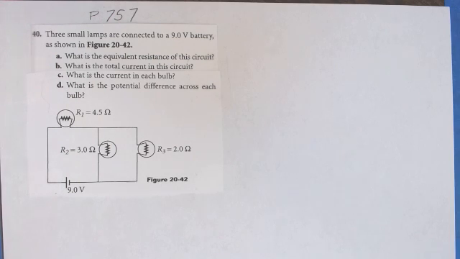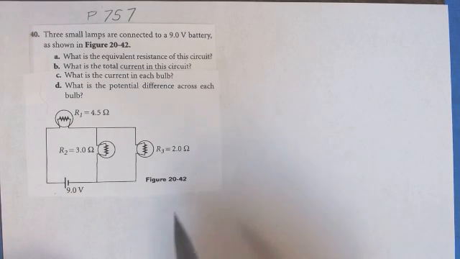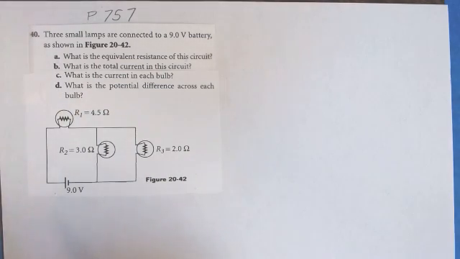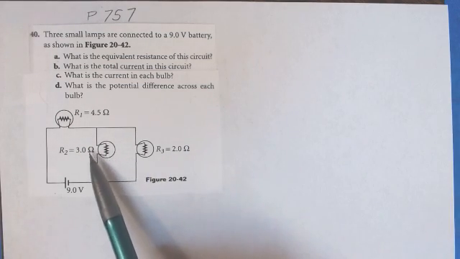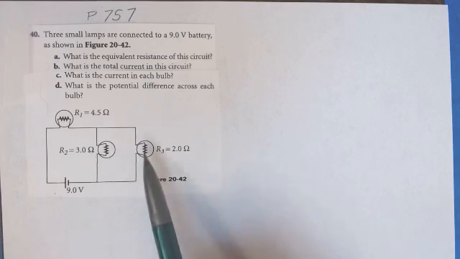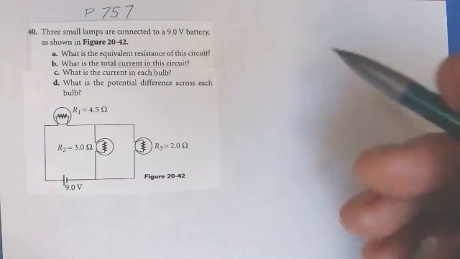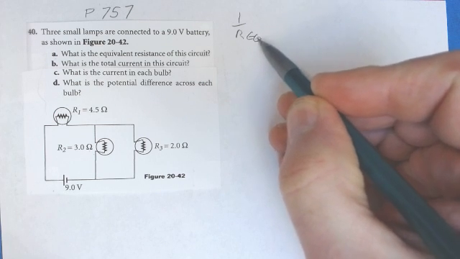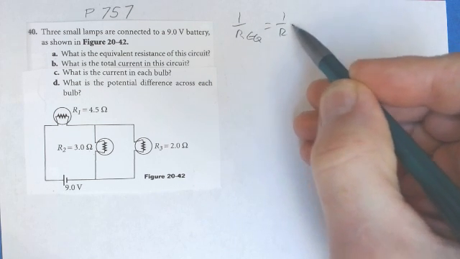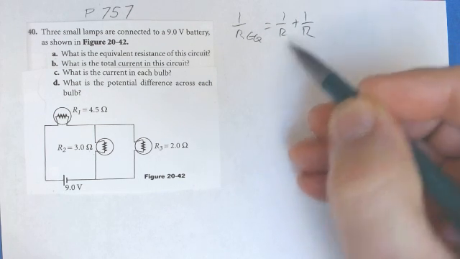So here's number 40 on page 757. So we're going to go through this. What is the A here? What is the equivalent resistance of this circuit? So here we've got these two are in parallel. So our parallel resistance equation, 1 over R equivalent equals 1 over R plus 1 over R.